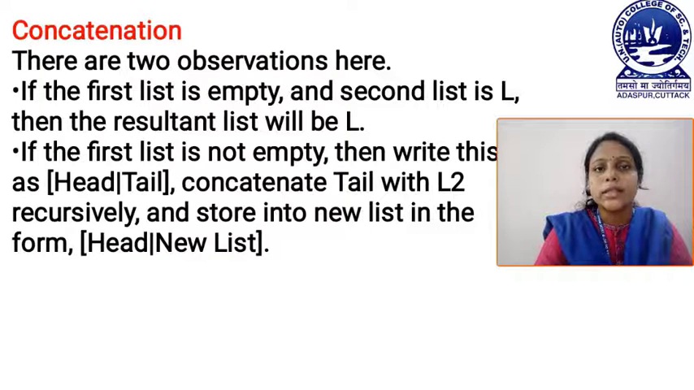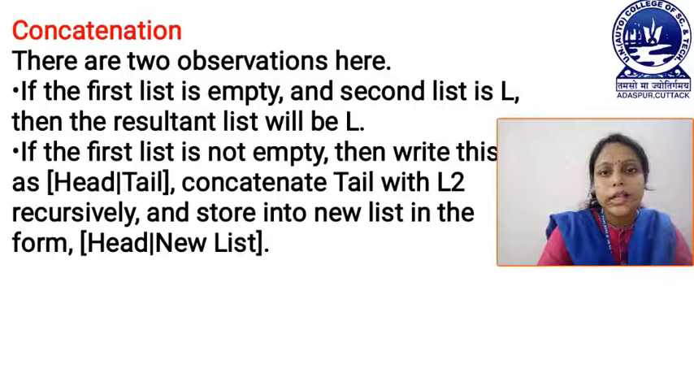Next, if the first list is non-empty, then write this as head, tail. Then concatenate tail with L2 recursively and store it into a new list in the form head, new list. That means when our first list is non-empty, first of all we write our first list in the format head and tail. After that we concatenate our second list L2 with the tail of our first list, which generates a new list. After that we write our final concatenated list as head and new list.